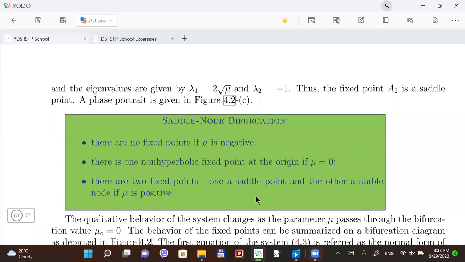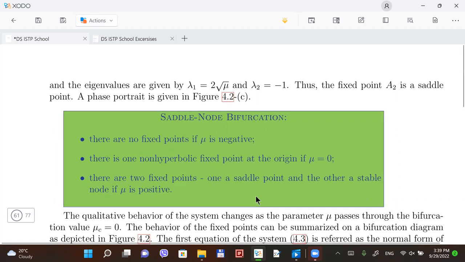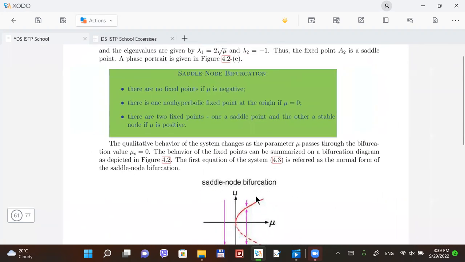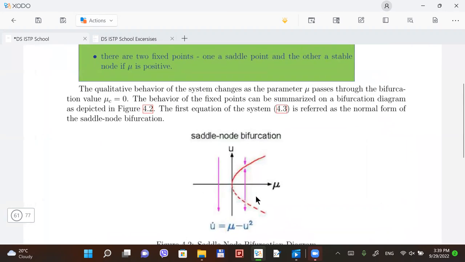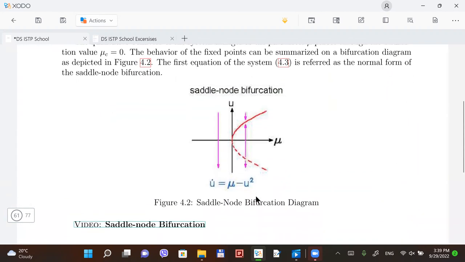If mu is 0, we have one non-hyperbolic fixed point, and when the parameter gets positive, we have two fixed points, one stable and one unstable. A usual way to show the bifurcation is through the bifurcation diagram. What is a bifurcation diagram?